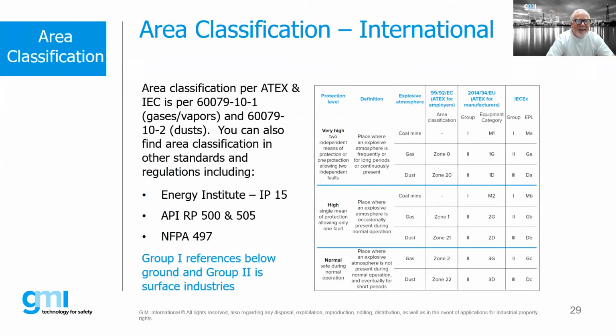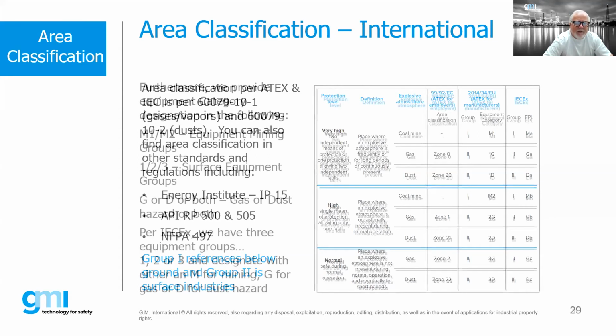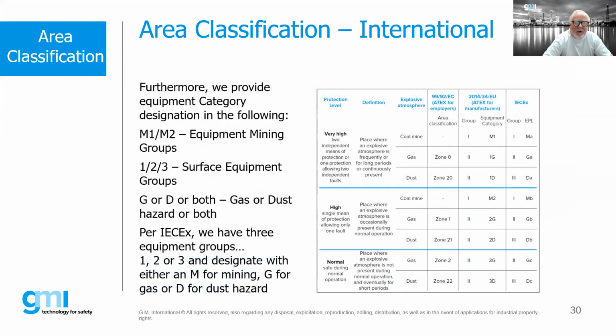I'll zip through this. I won't go through this slide completely, but basically we classify gases, vapors and dust into what are called zones: zone 0, zone 1, zone 2. This has to do with the frequency and the duration of the gases and vapors. The standard we do area classification to is IEC 60079-10-1, but there are also other standards around the world. Here in the United States, we use NFPA documents and API recommended practices. Without going into further details, I will skip this.